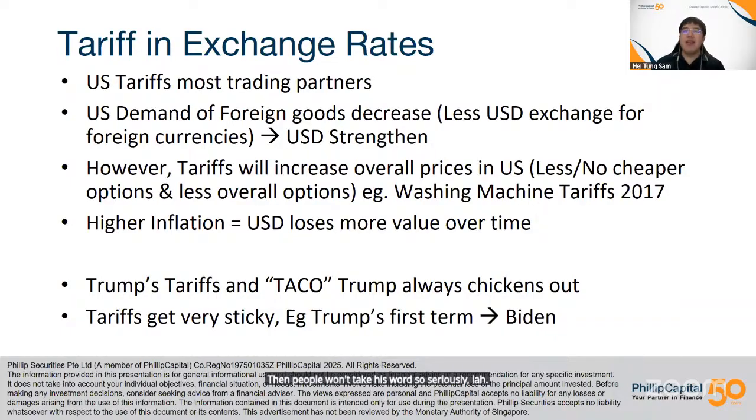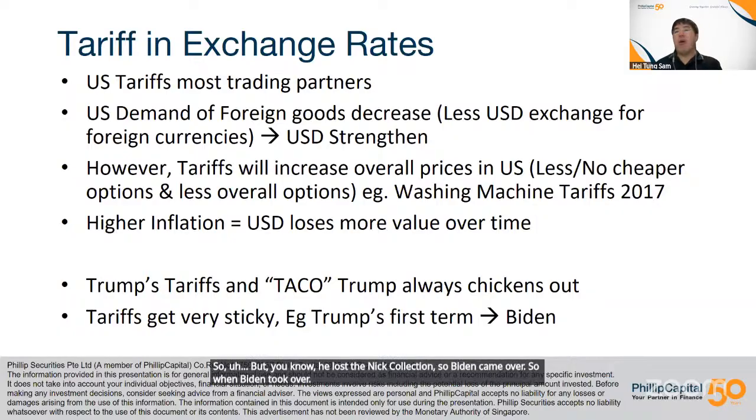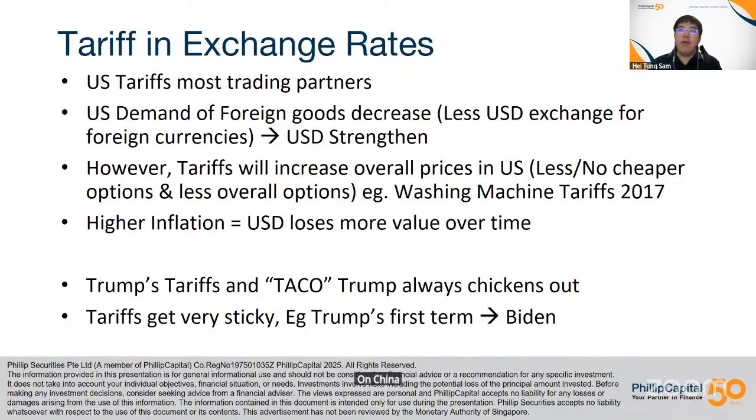And one more thing is tariffs get very sticky. Before Trump's first term ended, he had imposed some tariffs on China. But he lost the next election, so Biden came over. When Biden took over, he had the option to remove the tariffs on China, but he didn't, because some businesses in the US had already set up their factories because of the tariffs.